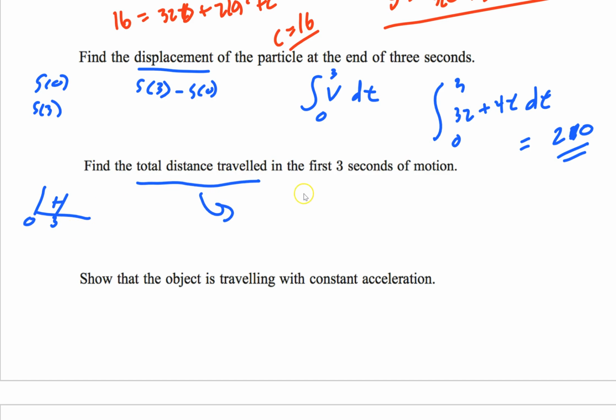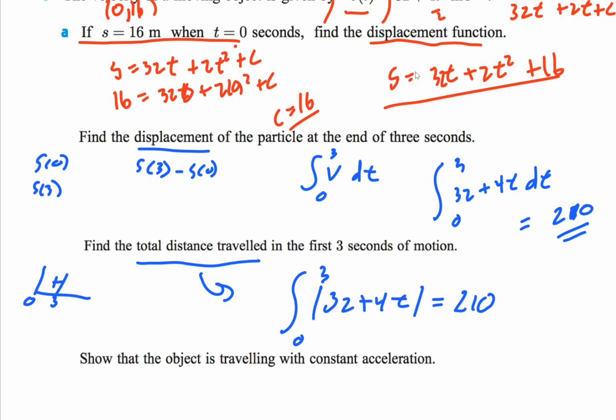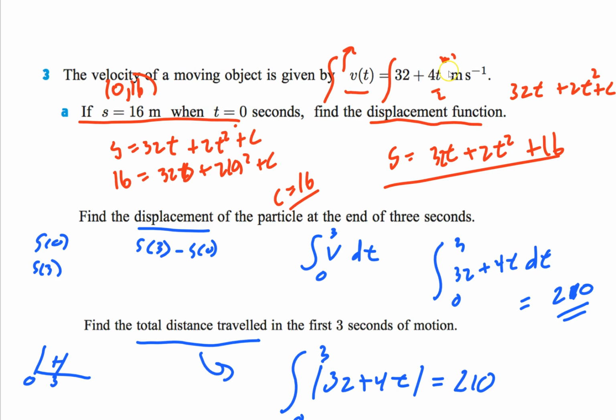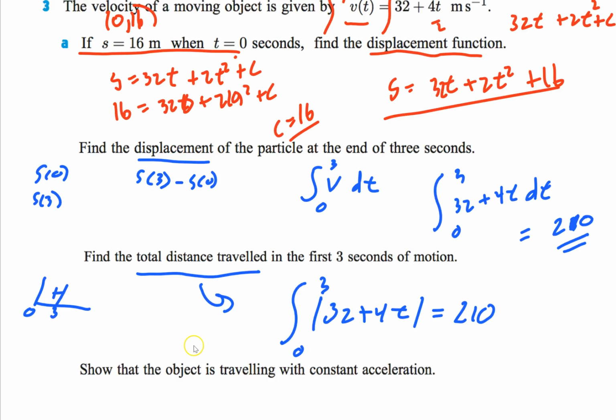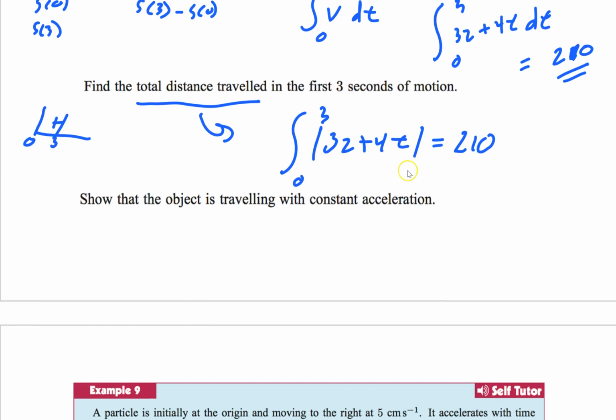With the calculator, you just integrate it. Absolute value of 32 plus 4t from 0 to 3 seconds, and that equals 210 as well. Because again, if I found this critical point, setting that equal to 0, it would have been -8. So you don't really have a critical point within the range. So you get the exact same thing, but again, done with absolute value.